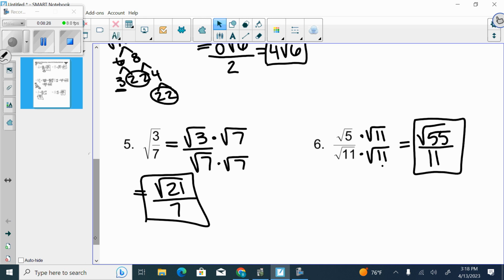So basically, when you're dividing, you're just simplifying. And make sure you never leave a square root down there in the bottom. All right?